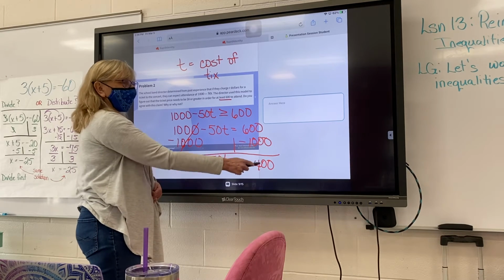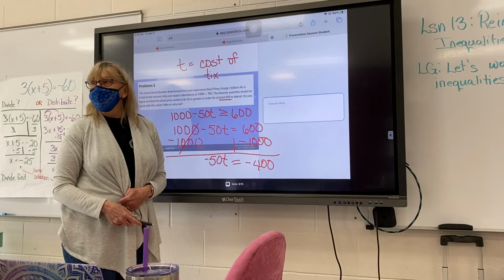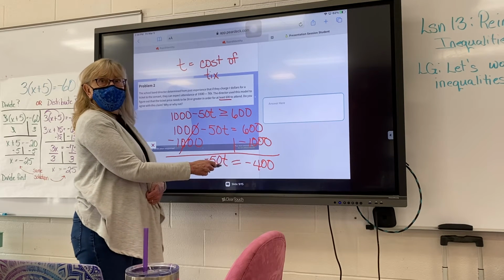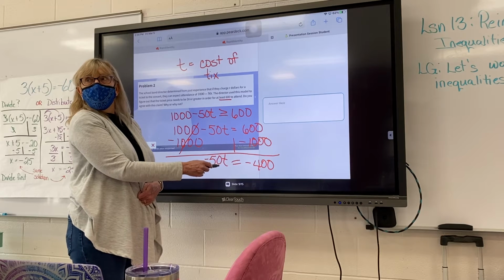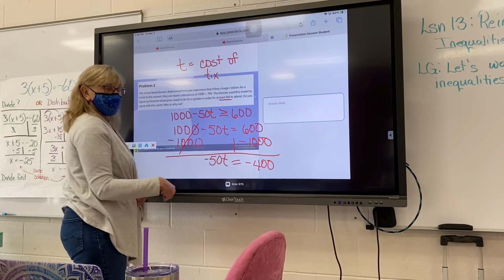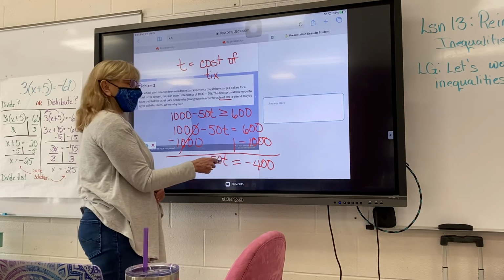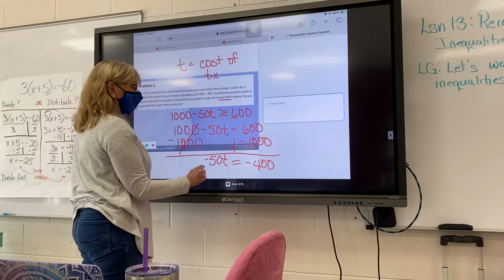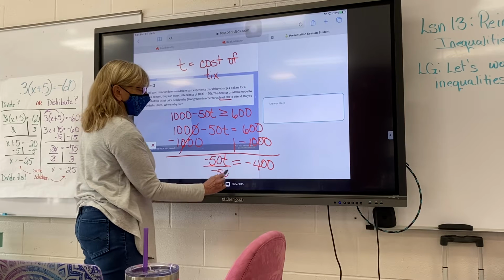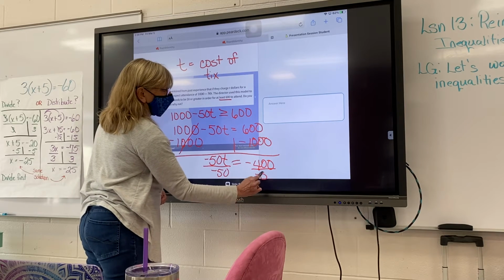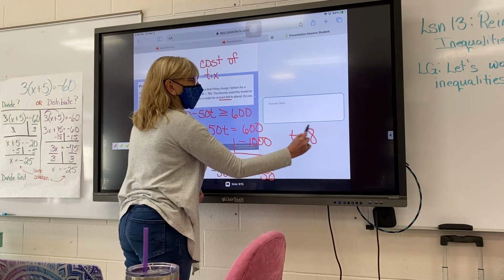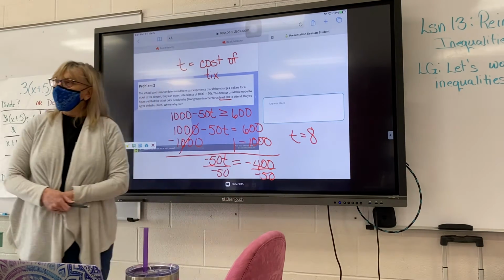Right, but also our answer needs to be a positive number, right? So isn't my unknown a negative number? Yes. I mean a positive number because I've got a negative over there, all right? So now I'm going to divide both sides by negative 50. Negative 50. What do you get? 8. T equals 8. So was he right? Yes.